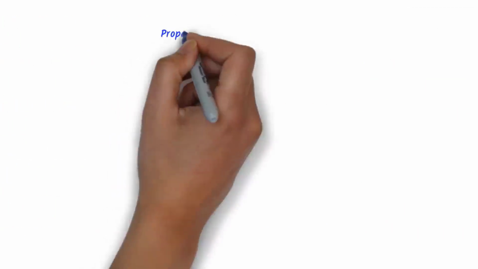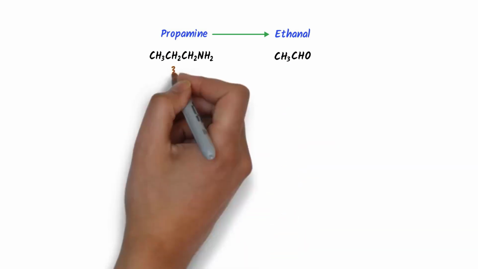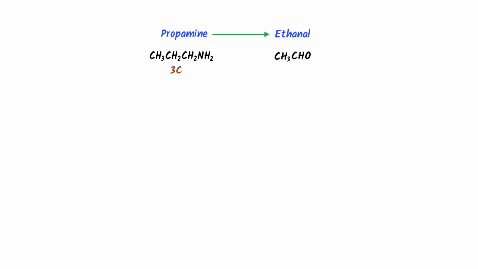Lastly, convert propamine to ethanol. Well, this is propamine and this is ethanol. We can see that there are 3 carbons present in amine and 2 carbons are present in ethanol. Secondly, we will convert amine to aldehyde. I will follow this strategy.